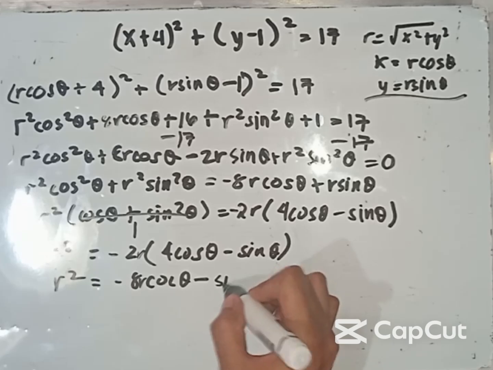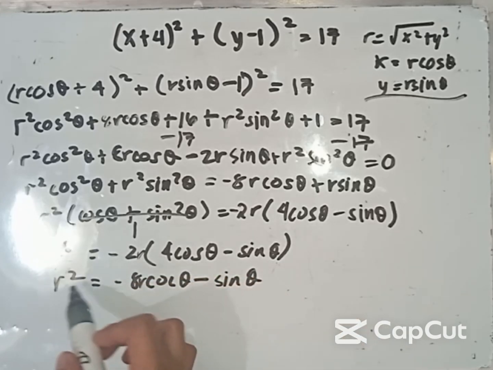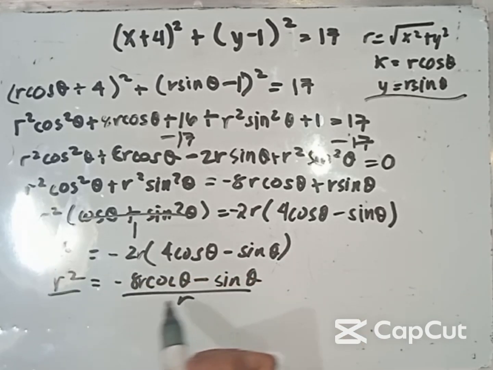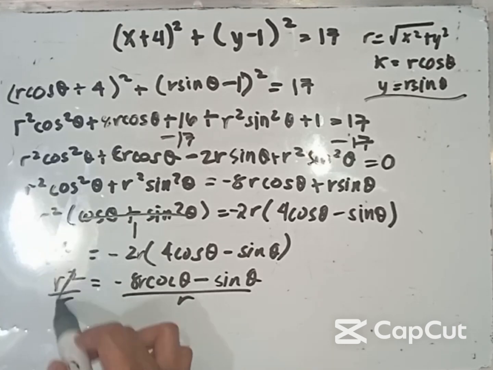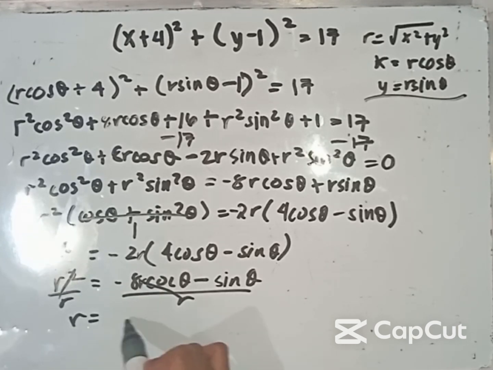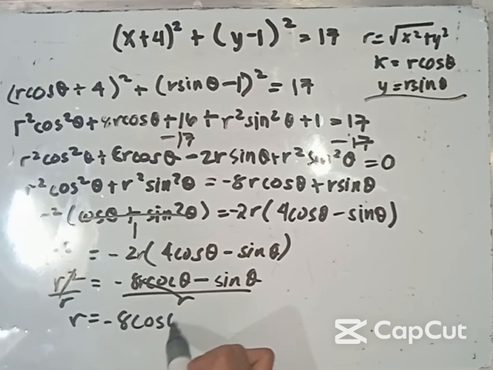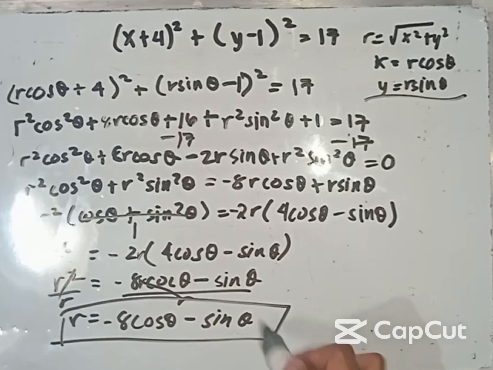We got the r squared here, and here's still an r. So let's reduce the r squared by dividing both sides by r. So this would give us r is equal to negative 8 cosine theta minus sine theta. So that would be our polar form now.